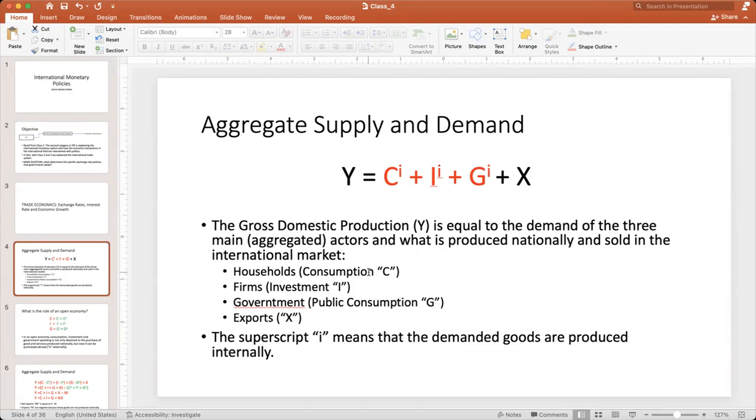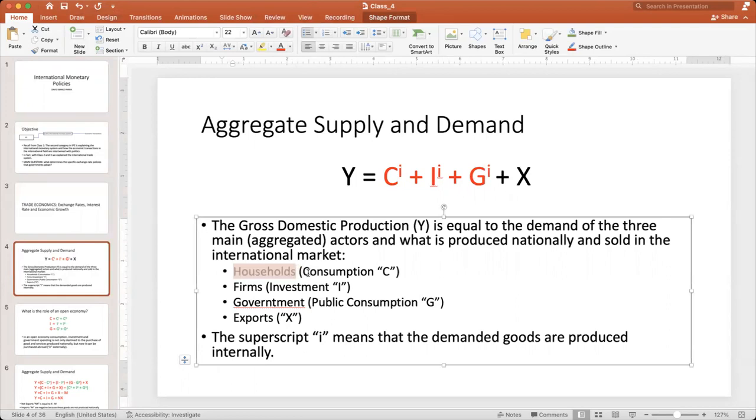And these 3 actors are the households, and the households make consumption, which is represented by the letter C. The second main actor is the firms. Firms invest, and this is represented by I. And the third main actor is the government. And the government makes the public consumption, which is represented by the letter G.